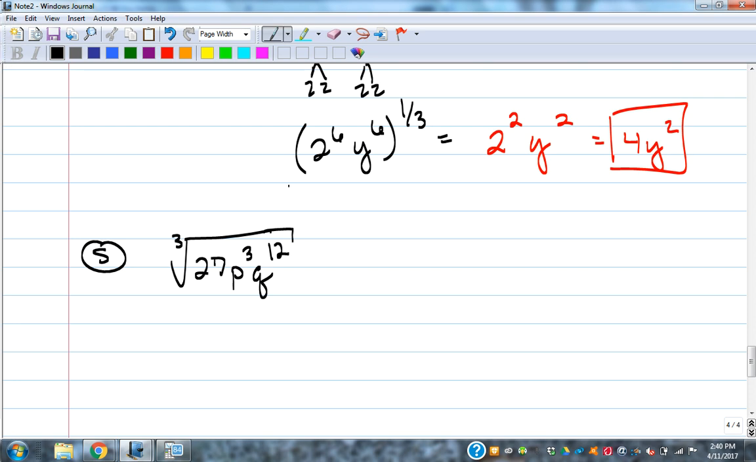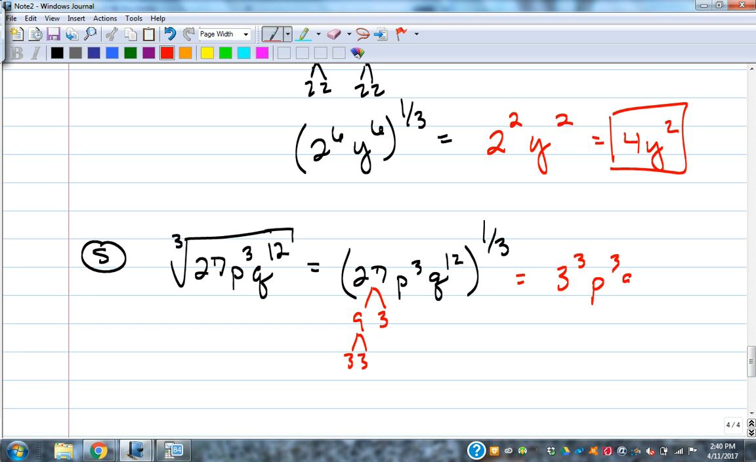So here we have the cube root of 27 p to the third q to the 12th. Again, I think of that as 27 p to the third q to the 12th to the 1/3 power. Then I break down 27 to be 3 cubed, p to the third, q to the 12th, and that's all to the 1/3 power. Then all I have to do is multiply exponents. 1/3 times 3 is 1, so that's 3, p, and then 1/3 of 12 would be 4, q to the 4th, and I've simplified.